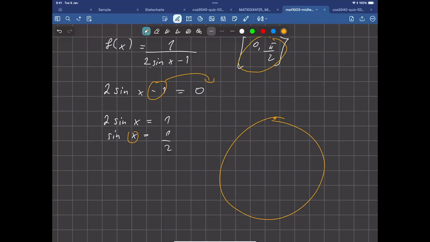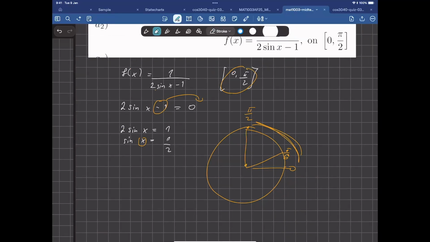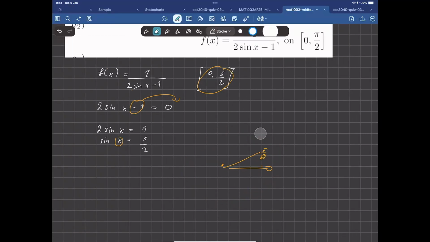Pi over 2 is usually here, 0 is here. Let's say that's the center of the circle. And if you think about it, pi over 6 should be somewhere here, right? Pi over 6 is the value for which your sine of x is 1/2. Is it within the interval? Yes, it is. Therefore, that's a problem. That's a discontinuity that we found. But again, you just need to remember that sine of pi over 6 is 1/2.